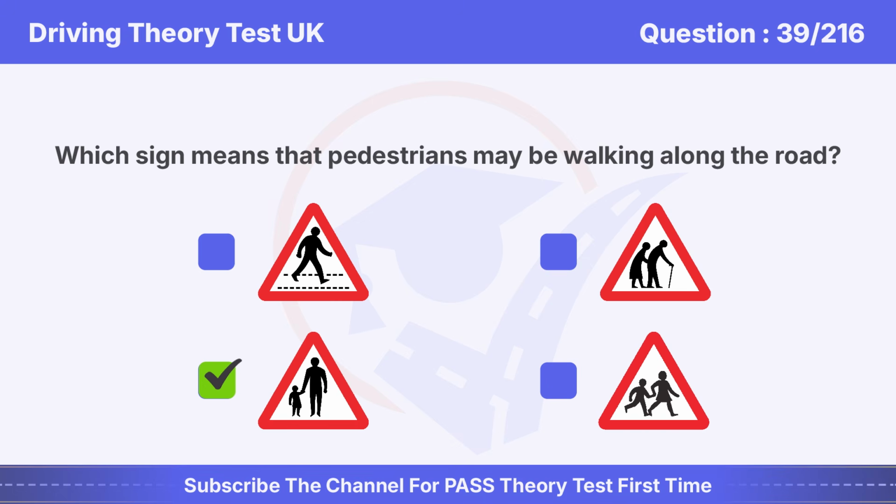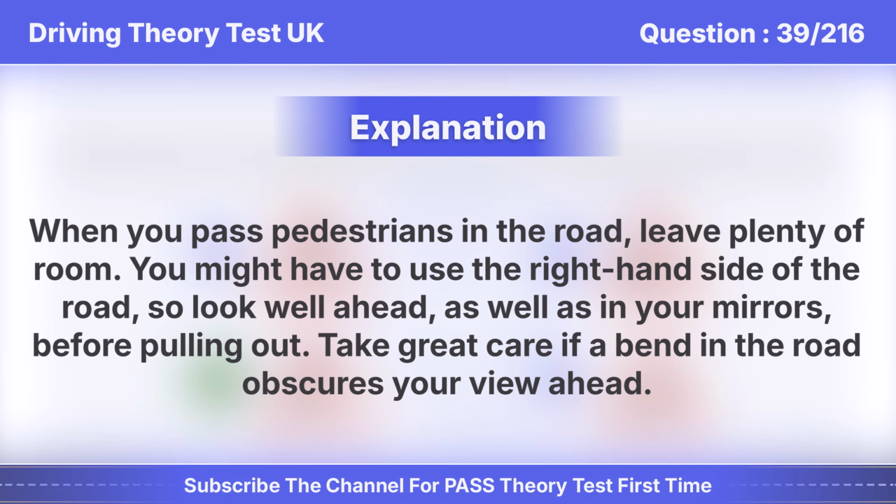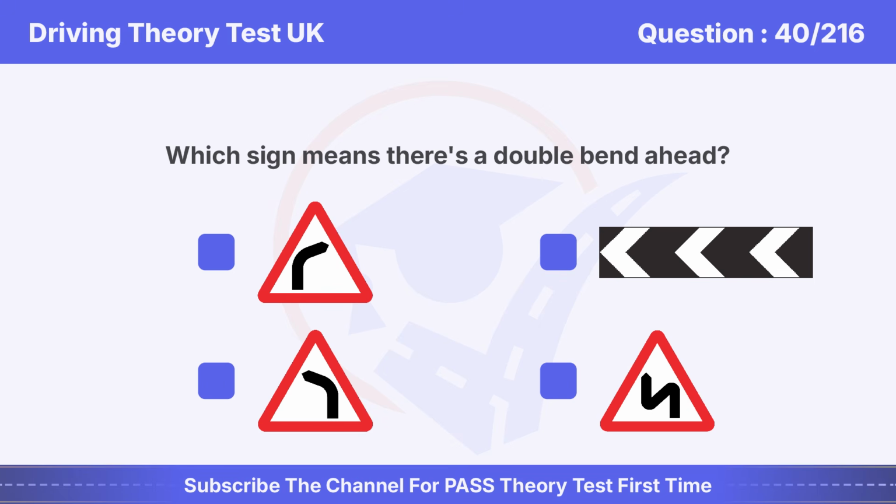Answer is C. When you pass pedestrians in the road, leave plenty of room. You might have to use the right-hand side of the road, so look well ahead, as well as in your mirrors, before pulling out. Take great care if a bend in the road obscures your view ahead. Question 40. Which sign means there's a double bend ahead?